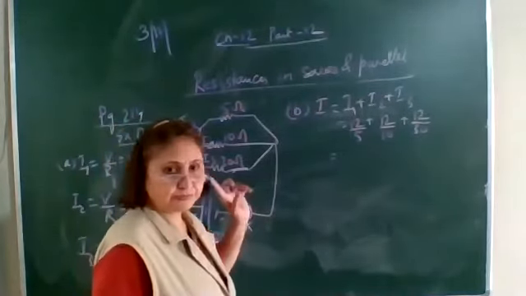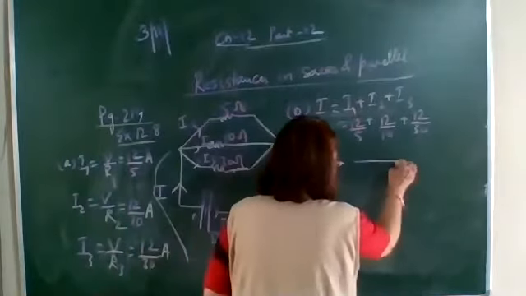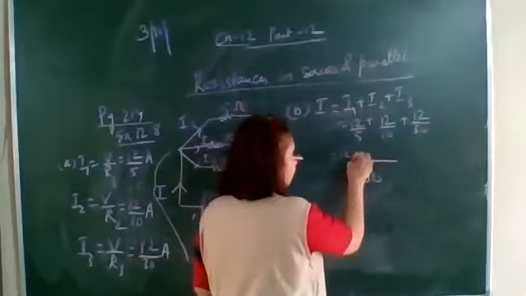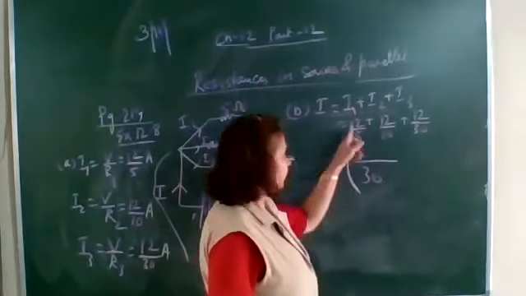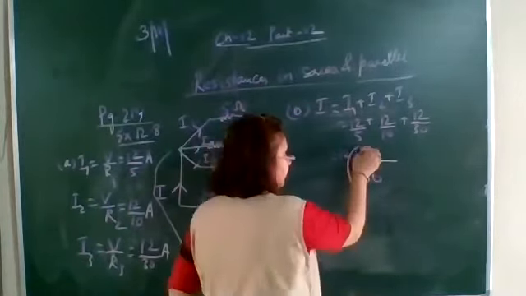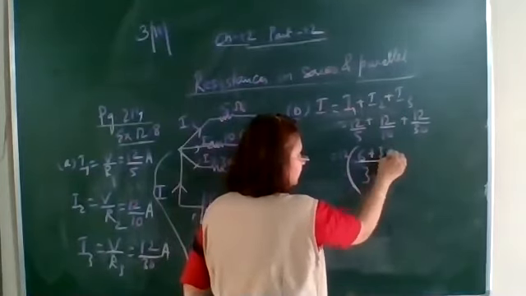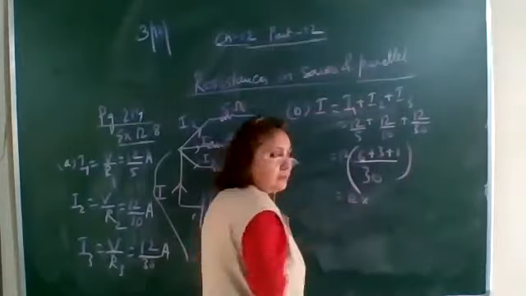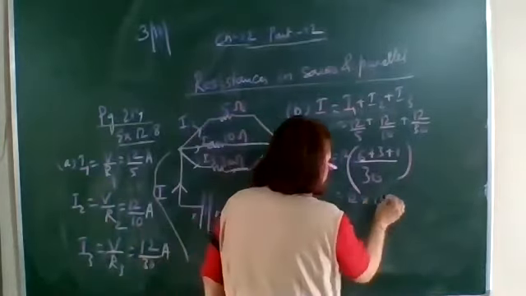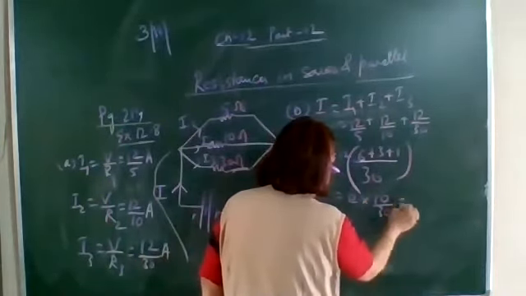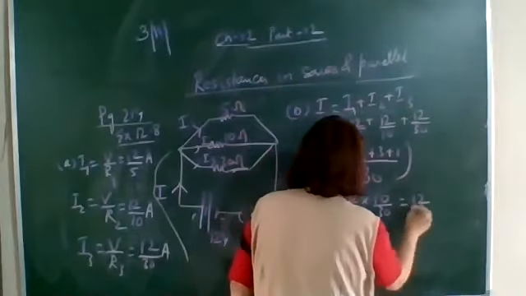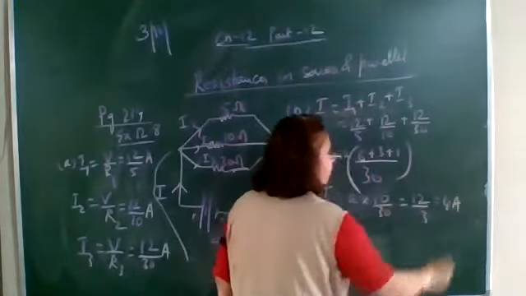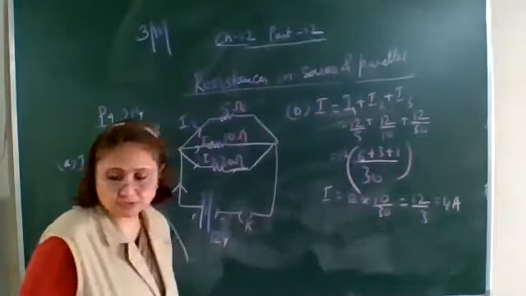Okay, now here the LCM is 30. 12 you can take common. 5 how many times? 5 sixes are 30. 10 threes are 30. So 12 into 10 upon 30, that is 12 upon 3, is the total current, which can be written as 4 ampere. So the total current is 4 ampere.